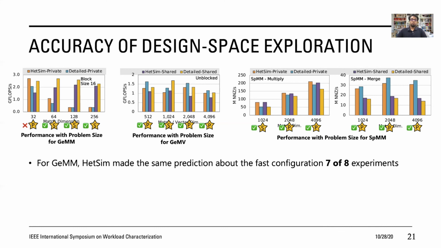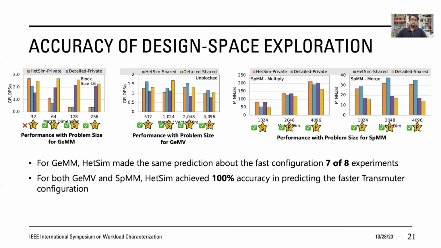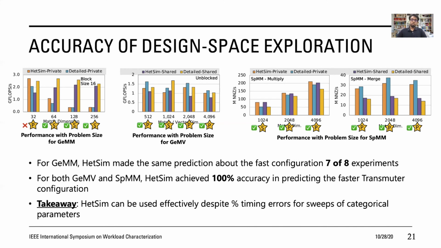For GEM, we see that HetSim has made accurate predictions for 7 out of 8 configurations, while it has achieved 100% accuracy in prediction for all the data points for the other 2 workloads. The key takeaway here is that for experiments that determine the value of a categorical dimension, such as the best mode of data sharing in this case, the absolute value of errors introduced in the timing estimations with HetSim are not very significant, and we can still predict which transmitter configuration in this case is best using HetSim with reasonable accuracy.